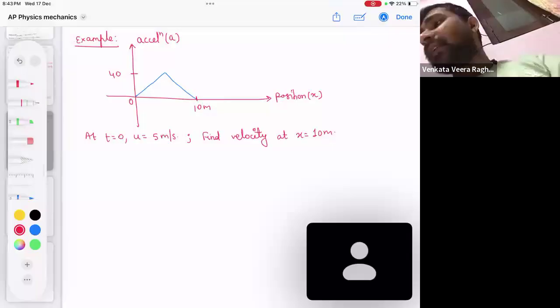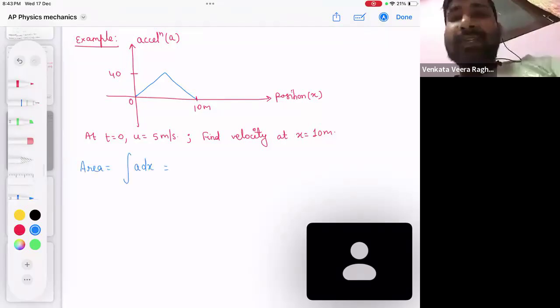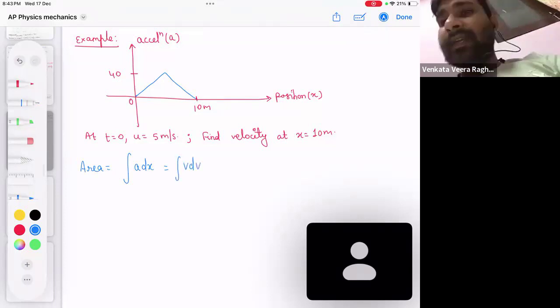Please tell me, what is this graph? Acceleration versus position. What will the area represent? Slope is not giving the velocity. Here in this question, we have to focus on the area of the graph. What is the integration of a dx? Is it the integration of v dv? Check it. We have done it last class.